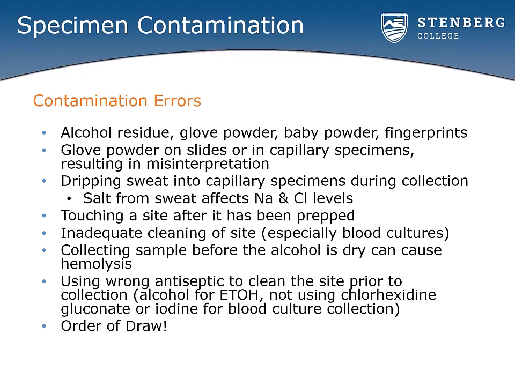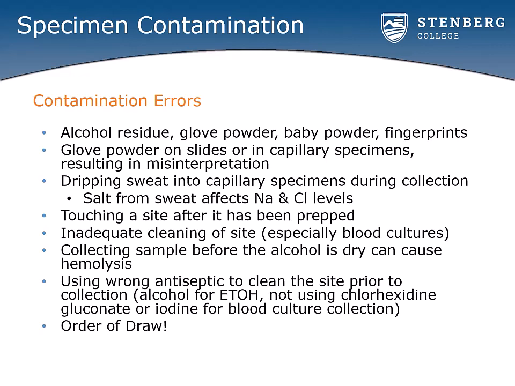Not cleaning the site adequately, especially during blood culture collections where skin flora can contaminate the bottles. Collecting a sample before the alcohol is dry can cause RBC destruction. Using the wrong antiseptic to clean the site prior to collection can also lead to specimen contamination. For example, for an ETOH or ethanol level, using 70% isopropyl alcohol would falsely increase the ethanol level in the sample. Another example is not using chlorhexidine gluconate or iodine to clean a site, which could result in contamination of blood cultures. Or collecting blood tubes in the incorrect order of draw.